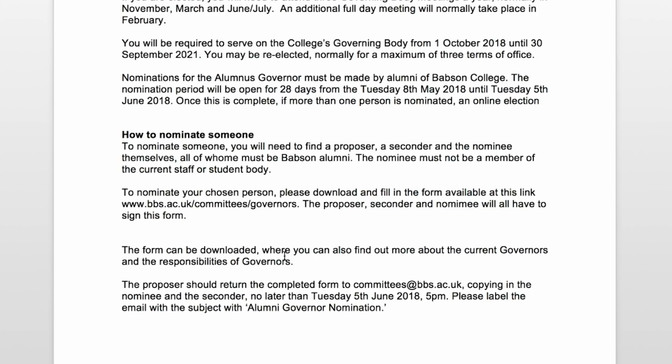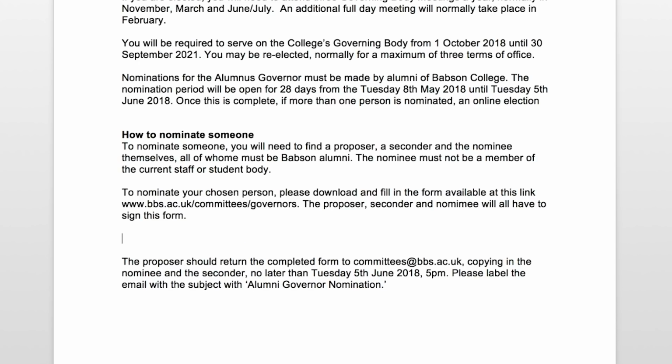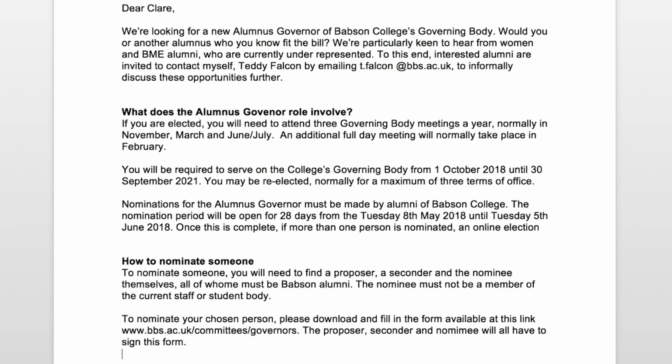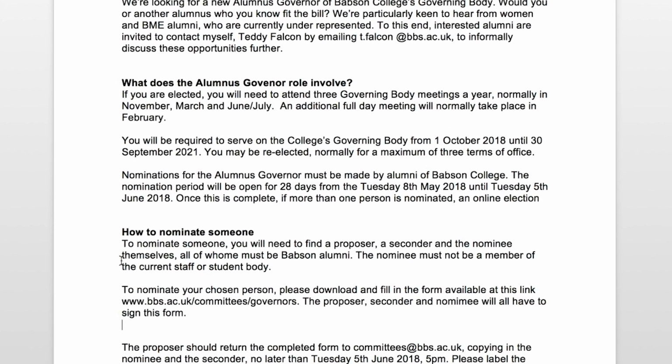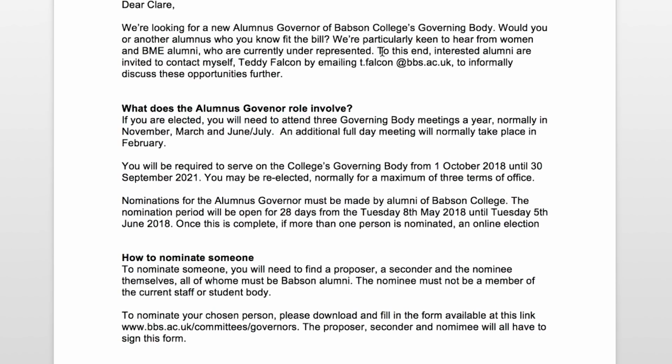The form can be downloaded where you can also find out more about the current governors and the responsibilities of the governors. Yeah, so all that really detailed information that I cut out about how many governors there were and that sort of thing, that's probably on that page, so I'm glad I made that decision to delete the text earlier.